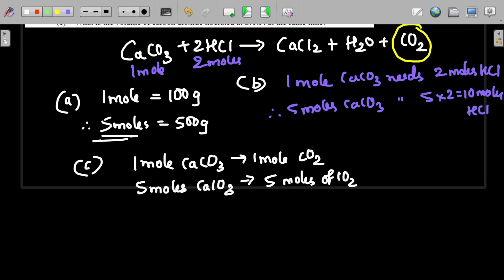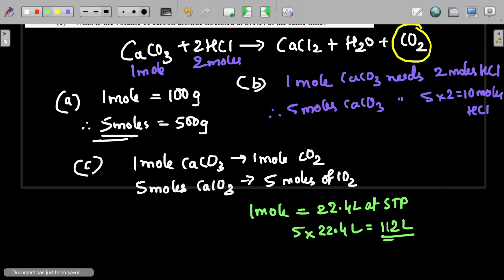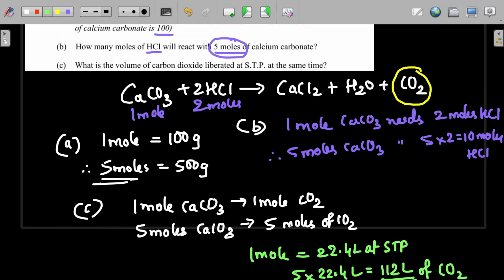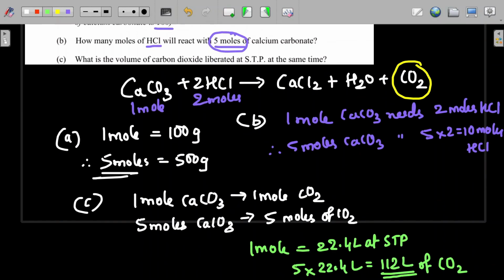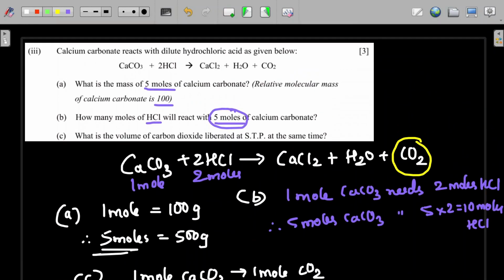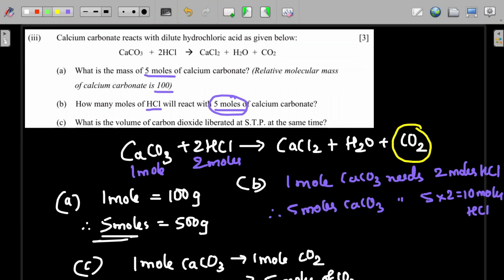You know now 1 mole of any gas occupies 22.4 liter at STP. Correct? So here for 5 moles, 5 into 22.4 liter. If you do that, 112 liter of CO2. This is the simplest question they can ask you on stoichiometry, where the calculation is so simple. Okay, I will show you the difficult also.